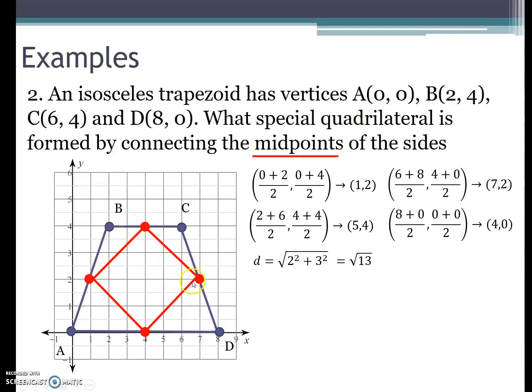The purpose of that is to see if I have perpendicular lines here, which means there are opposite reciprocals. That means that these are perpendicular and form a right angle. So that's my next step here. I did the distance, and now I'm going to find the slopes.